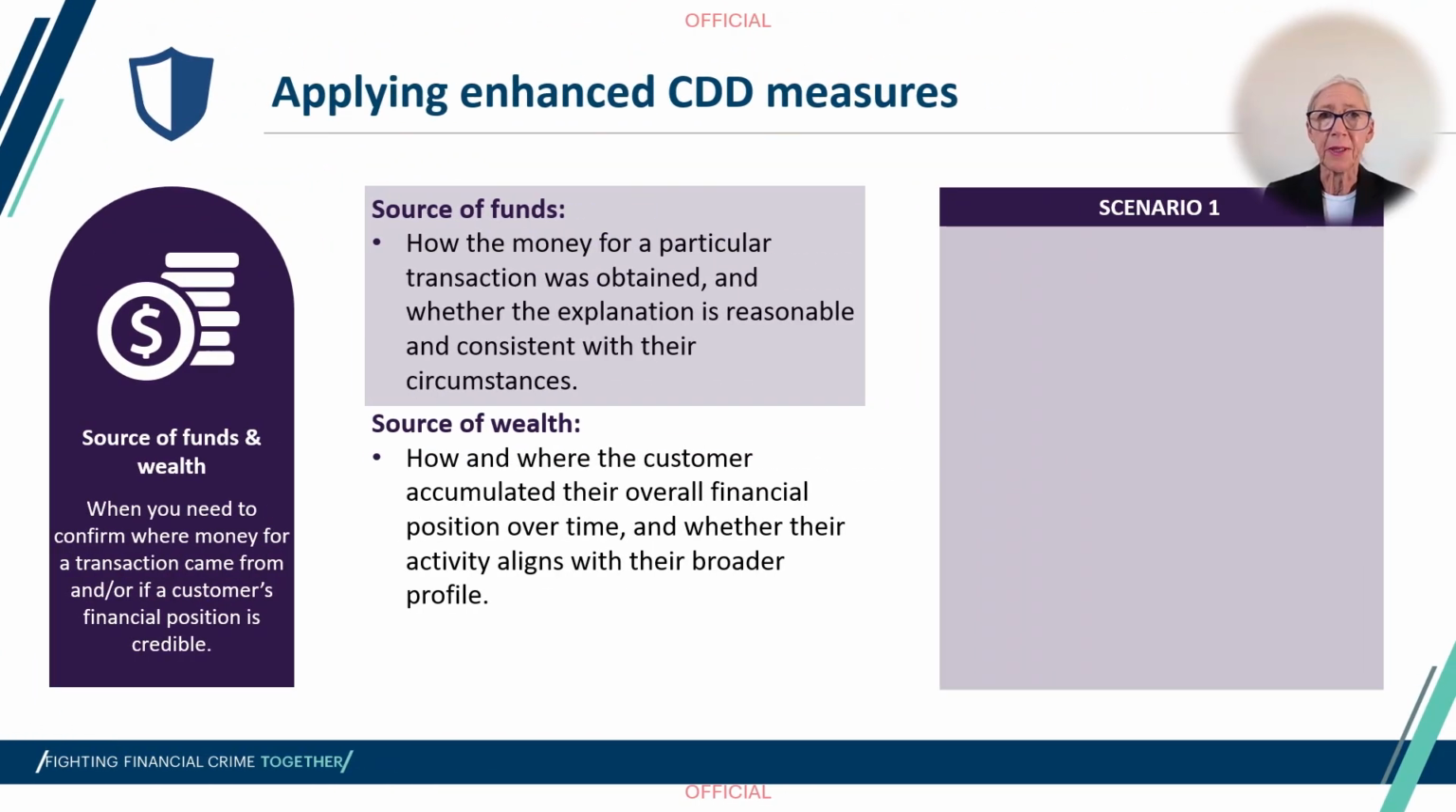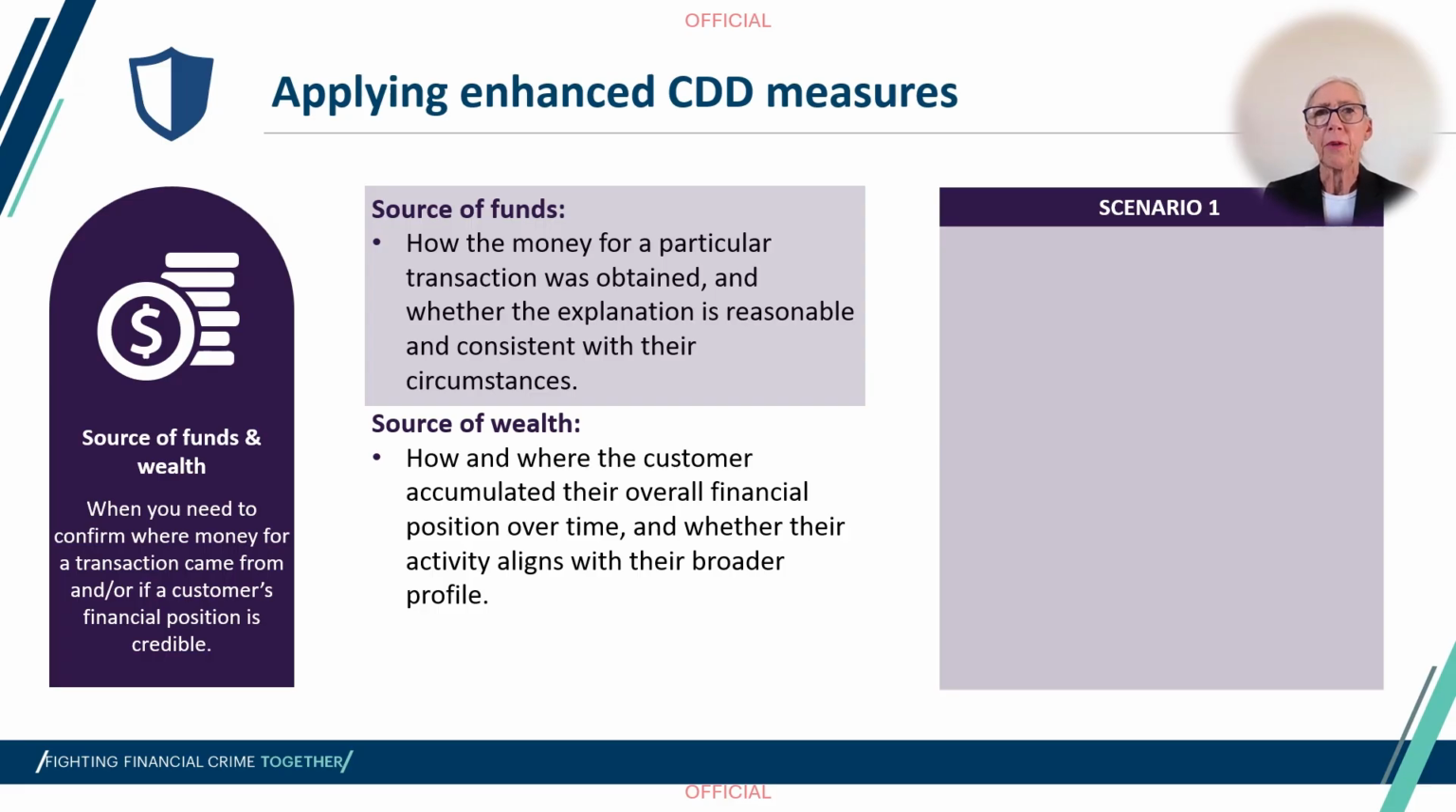In certain circumstances, the AML-CTF Act and rules require you to check the customer's source of wealth and source of funds when enhanced CDD is required. Doing these checks helps you understand whether the customer's financial position is credible and whether the funds for their activity come from a legitimate source or not.